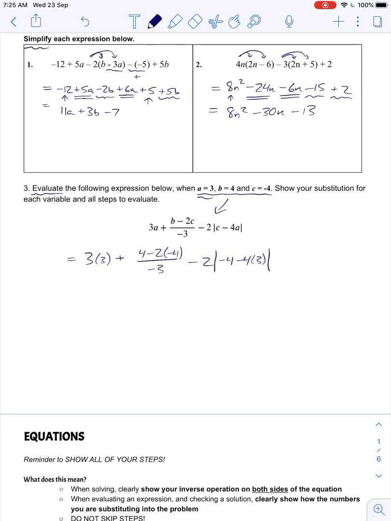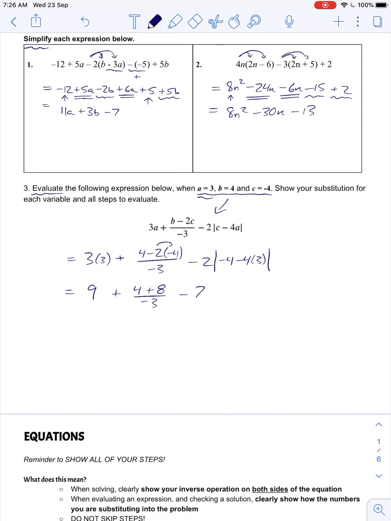Now I'm going to start evaluating it. And this is following your order of operations. So I'm going to kind of do this in pieces. So the first piece, 3 times 3, which is 9. Now I'm not going to add that to anything because I don't want to do addition yet. For my fraction, I can go ahead and on the top do minus 2 times minus 4, which gives me a plus 8. And I'm going to still leave that over minus 3.